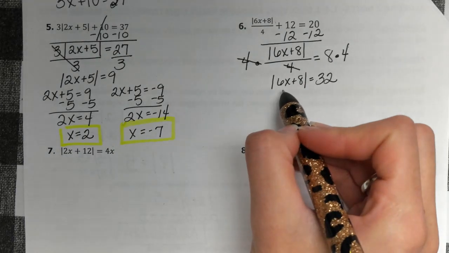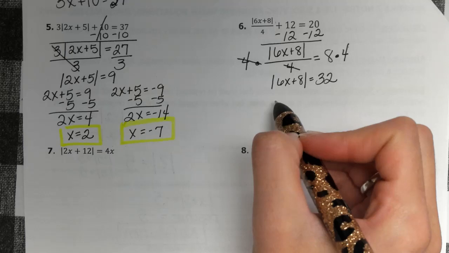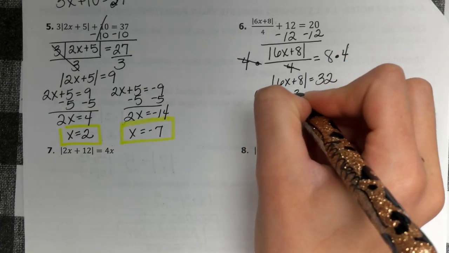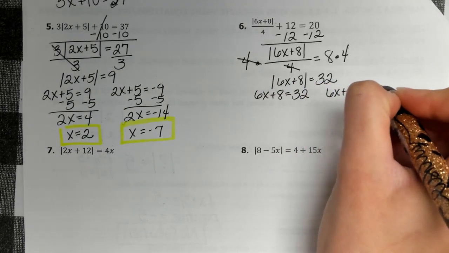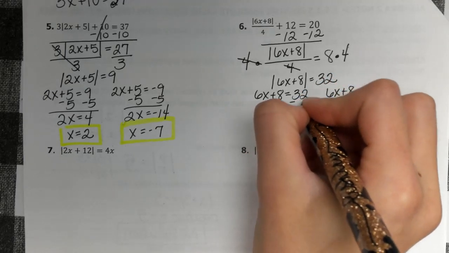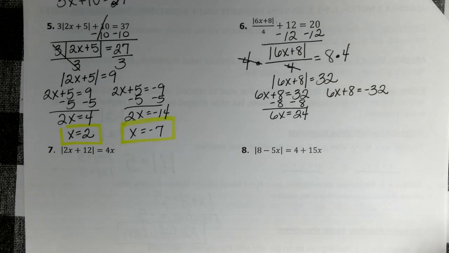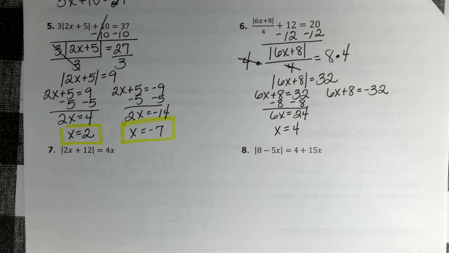Now I want to do what next? I'm going to split it. 6x plus 8 equals positive 32, and 6x plus 8 equals negative 32. Alright, subtract my 8. 6x equals 24. Divide by 6, and x equals 4.